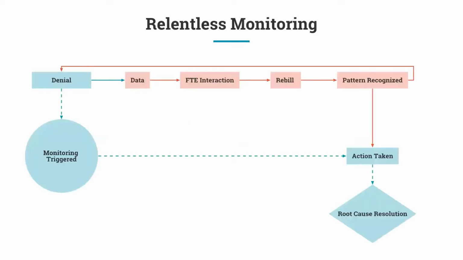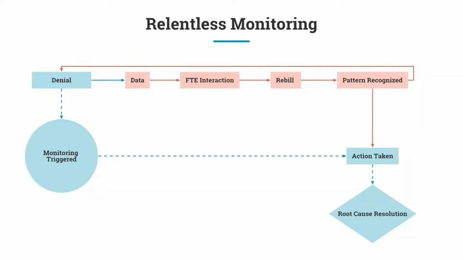All right, the last thing we do is we want to relentlessly monitor. Let's take a look at the top part of this denial. So we get a denial in, and then typically it goes over to the peachy color, the data. So we get the data in with our 835s, our CARS codes. And then we have a sort of FTE intervention. And then we do a rebill. And then maybe somebody will recognize the pattern, and if not, it's on that hamster wheel.